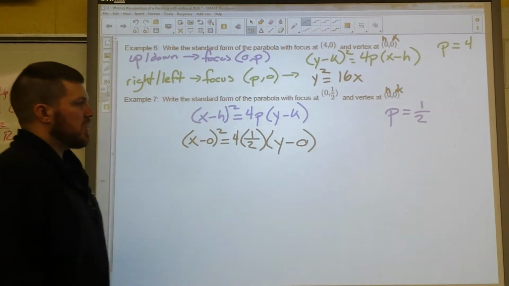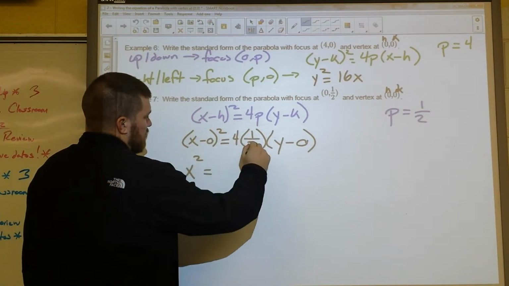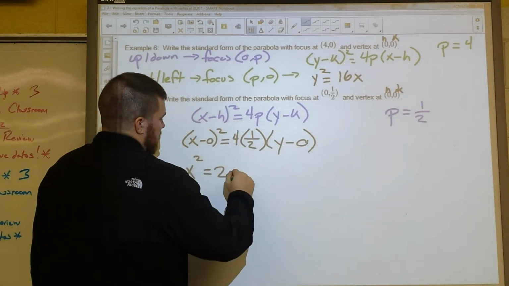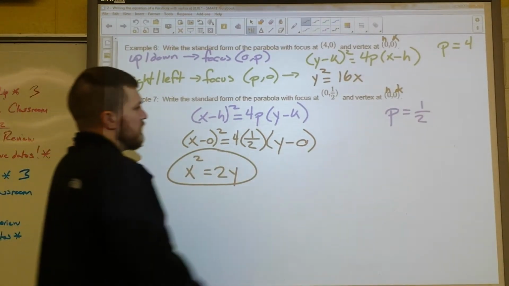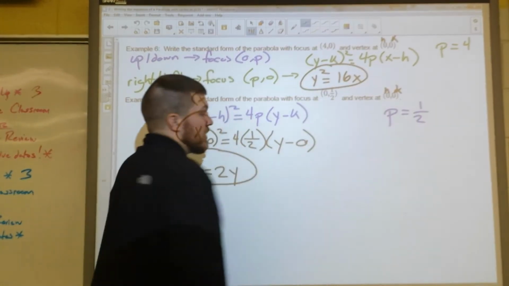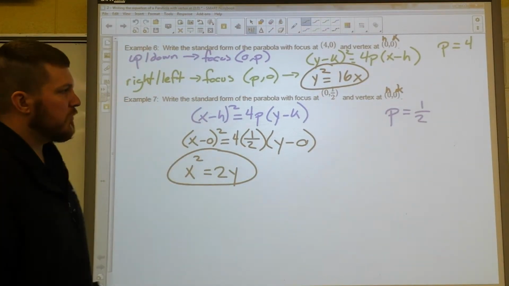I'm just going to clean up as much as I can. x - 0 is x squared. 4 times 1/2 is 2. y - 0 is y. So that's the equation of this parabola. So we got both equations for both parabolas, and all we knew is that the vertex was at (0, 0), and we knew where each focus was.